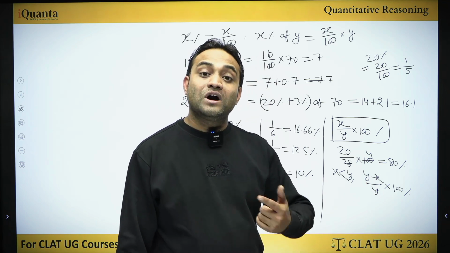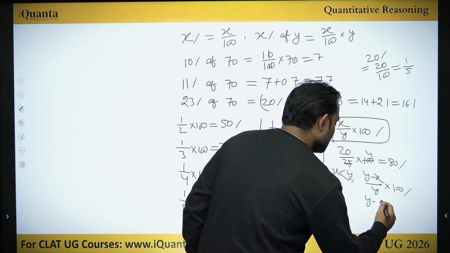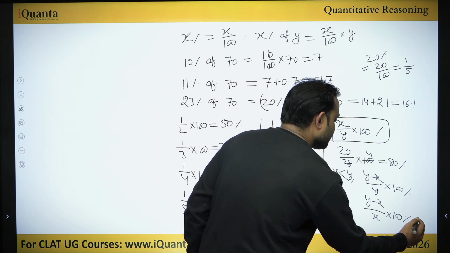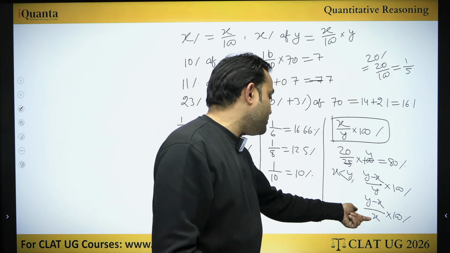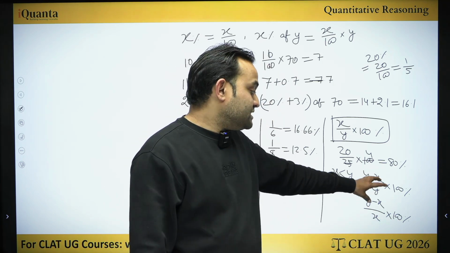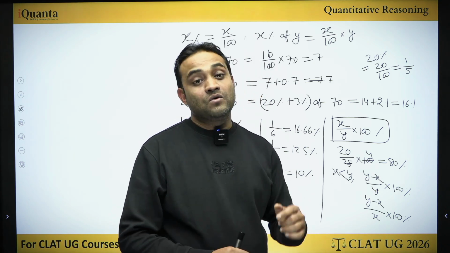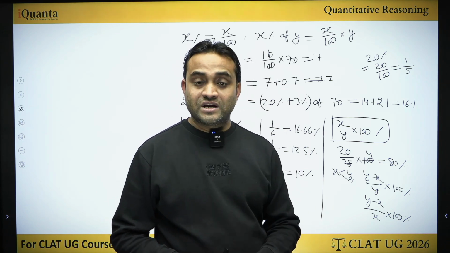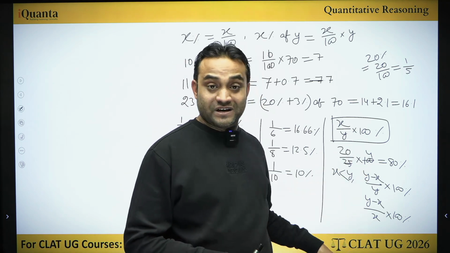Y is what percent more than x? So we need to do again the same thing, y minus x, but now we are finding y is what percent with respect to x. So in the denominator it will be x and not y. So these are two different things. Remember, x is what percent of y, x is what percent less than y, y is what percent more than x. All of these are different things.